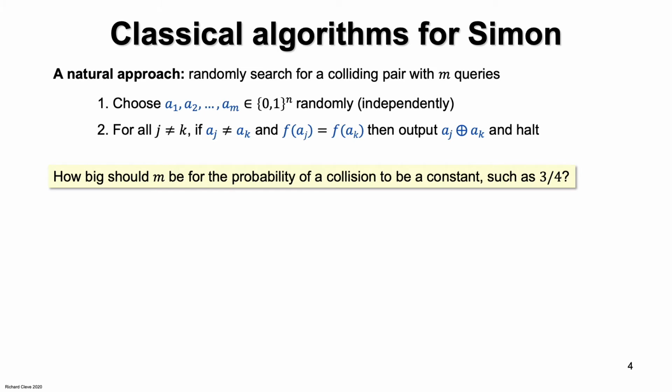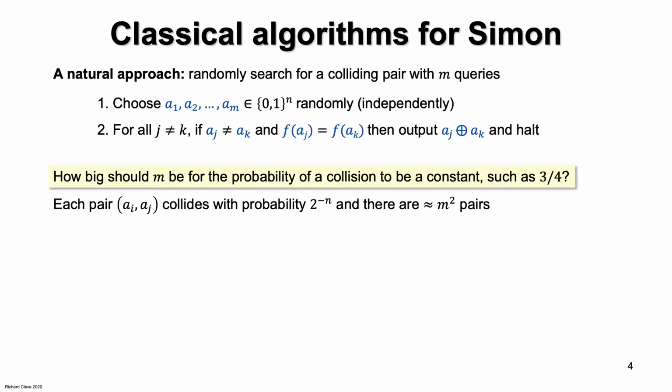There are 2 to the n points in the domain, and each pair of queries will collide with probability 1/2 to the n. Since there are around m squared pairs, the expected number of collisions is roughly m squared times 2 to the minus n. Setting m to be the square root of 2 to the n suffices to make this expectation a constant.